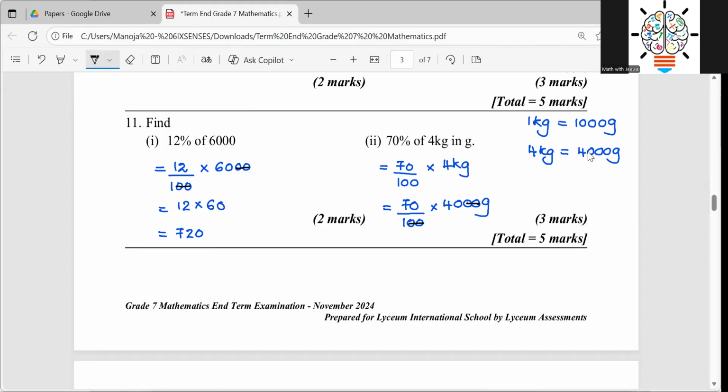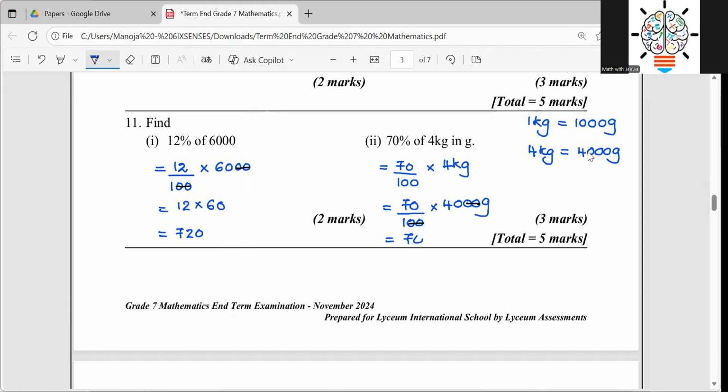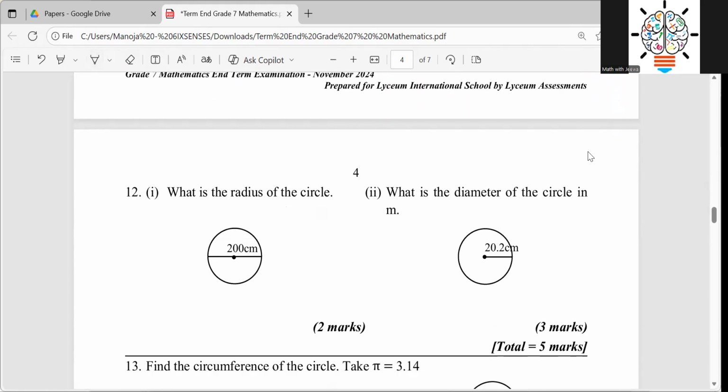So then you can rewrite this 70 over 100 multiplied by 4,000 gram, and you can simplify this 2 zeros and 2 zeros. So then you want to multiply 70 by 40, right? So here you can write 70 multiplied by 40 gram. The answer is 2,800 gram. You don't want to do any conversion because they have asked us to write the answer in gram. Okay. So then we will move to the next one.